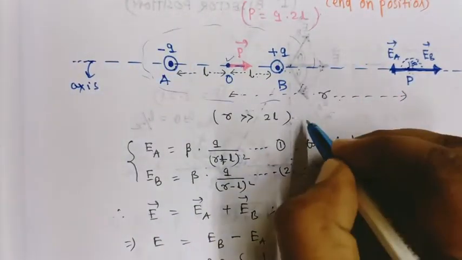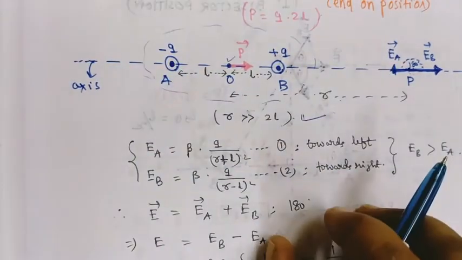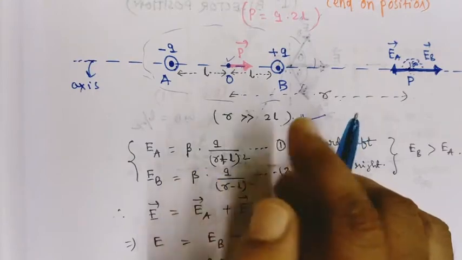Ideal dipole means 2L is very small. That's why it is written R is very much greater than 2L. That means the dipole length is very small, that means this is an ideal dipole.